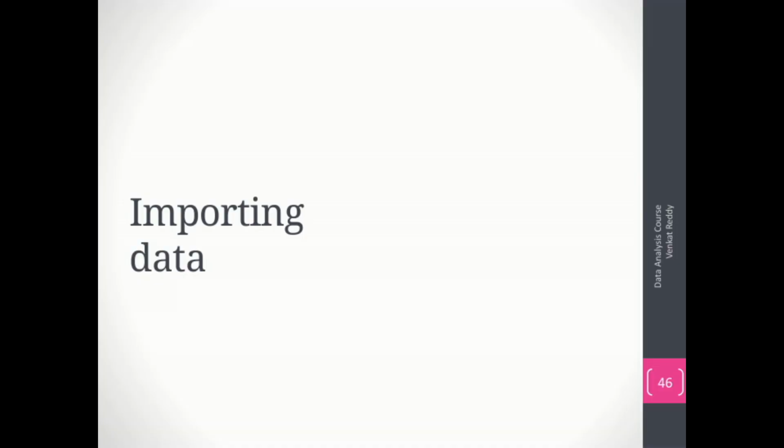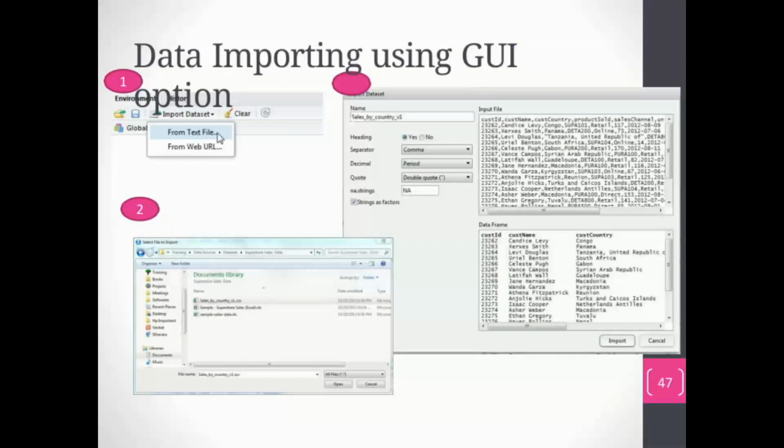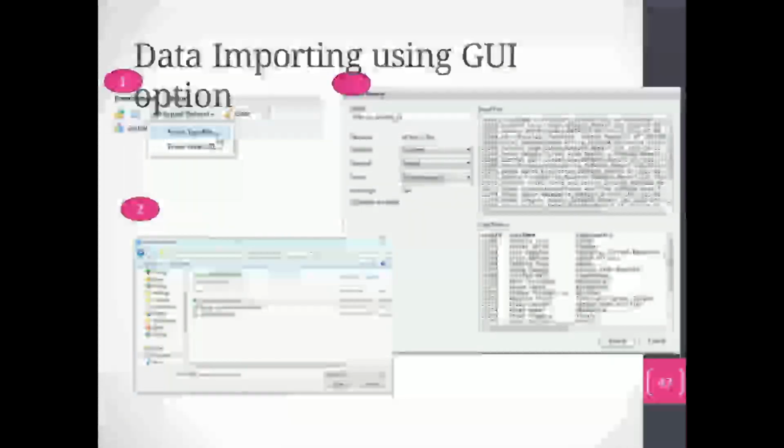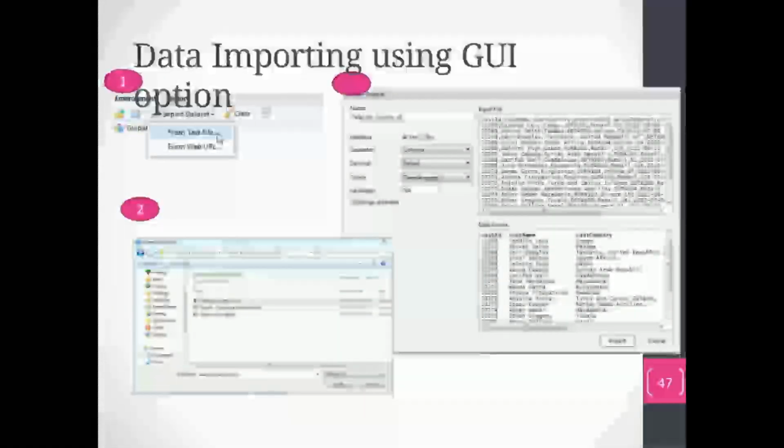Now let's look at slide 47, which focuses on data importing using the GUI option. As you can see, the slide is numbered 3, indicating that this is part of a sequence in the course. The main point here is that importing data can be done easily through the graphical user interface, or GUI, which is very user-friendly. Using the GUI option allows you to avoid complex coding and makes the data import process much more accessible, especially if you're just starting out.